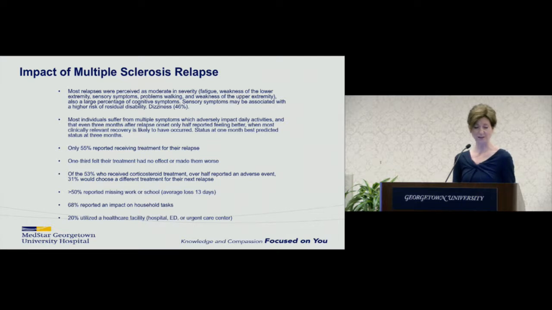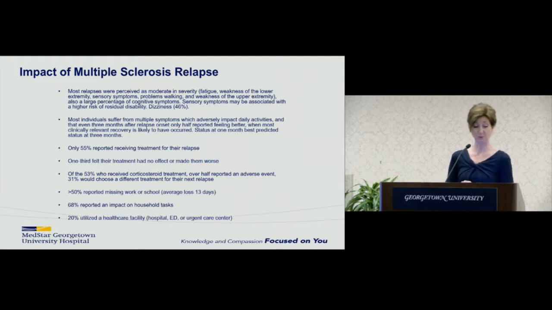So we also found that the status, how you're doing 1 month after your relapse, also indicates how you may be doing at 3 months. Only 55% reported receiving treatment for their relapse. That's only about half. A third felt their treatment had no effect or made them worse. Of the 53% who received corticosteroid treatment, which is typically how we treat a relapse, over half reported an adverse event, and 30% would rather have a different treatment for their relapse next time.